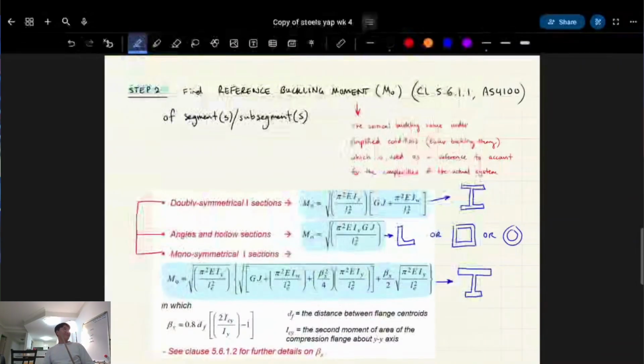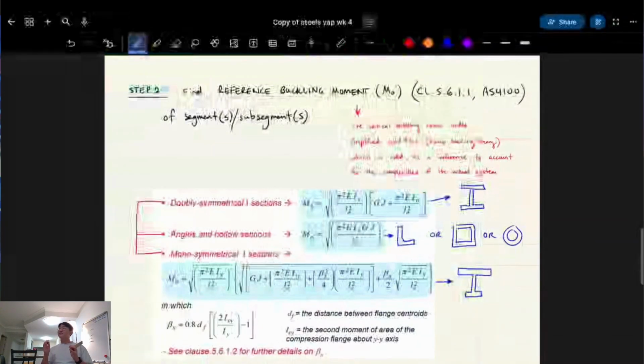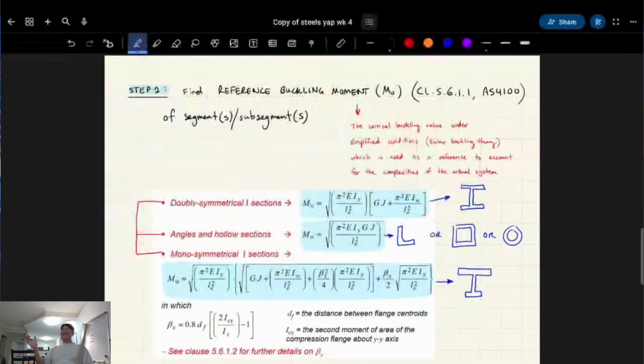Okay. But the reference buckling moment. Do you remember how I said all the way back in the second week, I showed you that weird formula? Euler's buckling formula? Yeah. I was like, don't worry about it. It's basically in this course because it's in this formula, right? But they modified it a bit to include the Euler buckling part and the rotational part, and that's what lateral torsional buckling is.